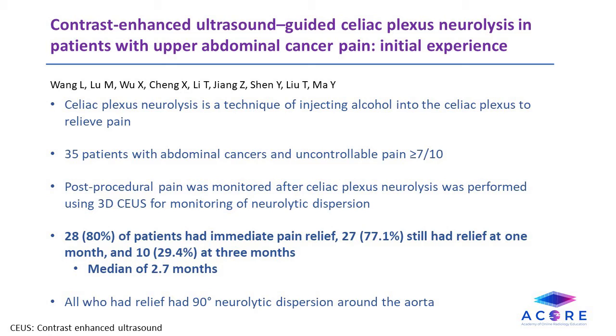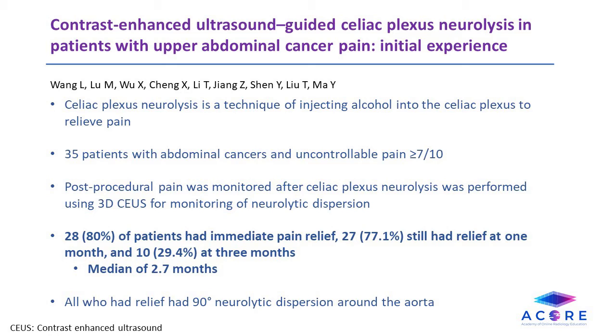So they took 35 patients with upper abdominal cancers and uncontrollable pain, which they defined as pain greater than or equal to 7 out of 10. Post-procedural pain was monitored after the neurolysis was performed, and additionally 3D contrast-enhanced ultrasound was used to monitor for neurolytic dispersion around the aorta using contrast mixed with the neurolytic.